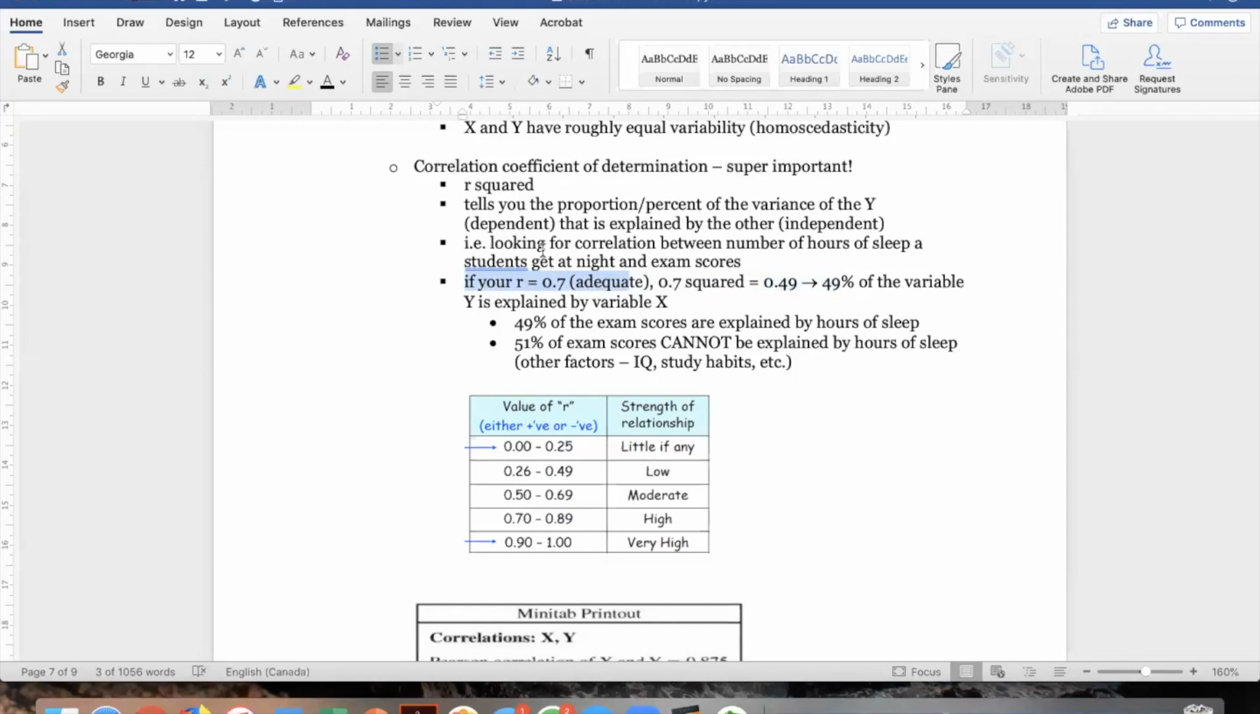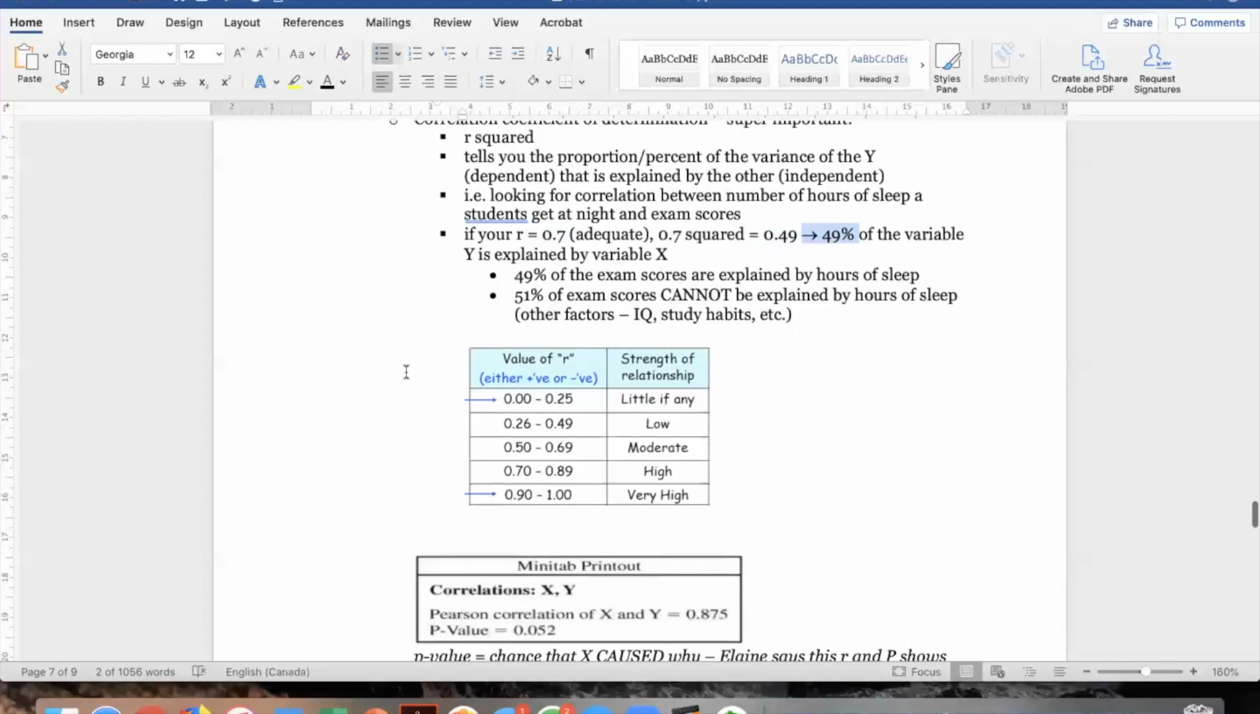As the number of hours of sleep goes up, exam scores go up. It's an adequately strong relationship. 49% of higher exam scores can be explained by the fact that people got more sleep, which is kind of BS, that's impossible. But does everyone understand that?